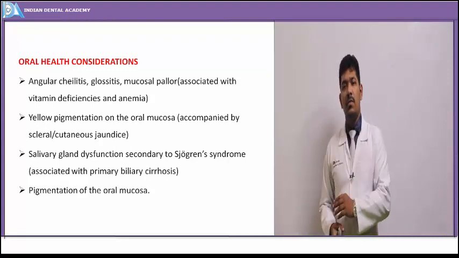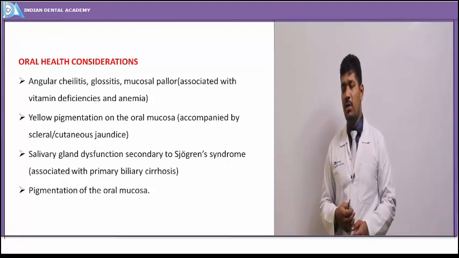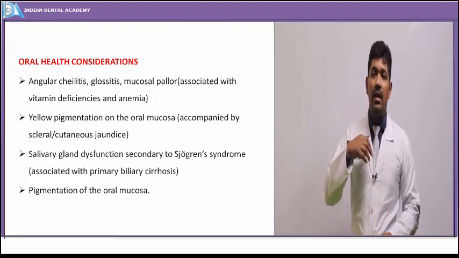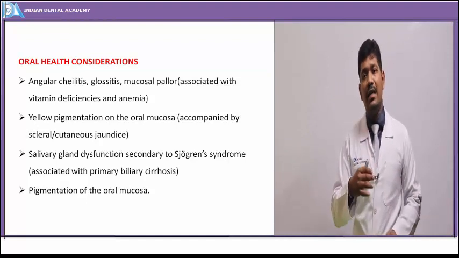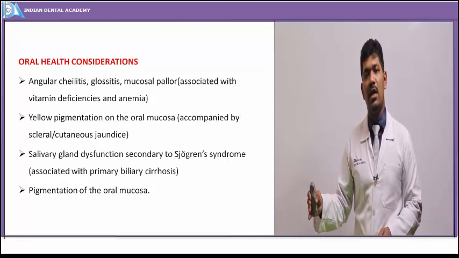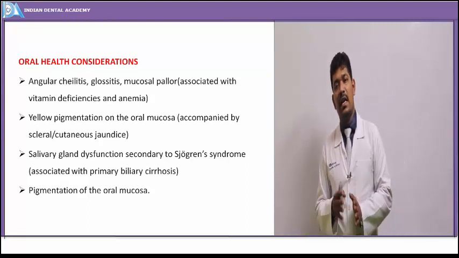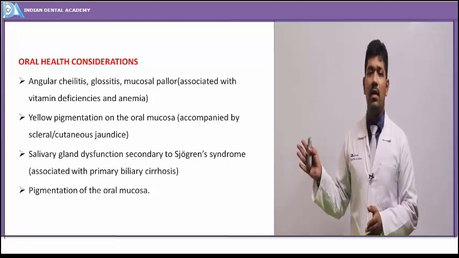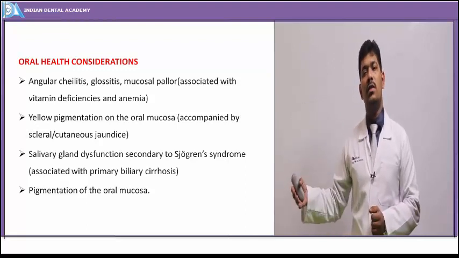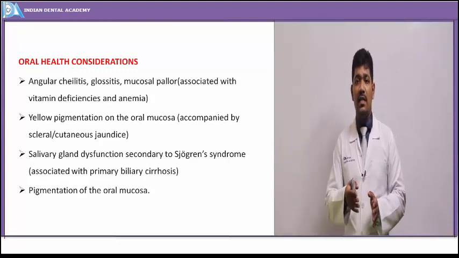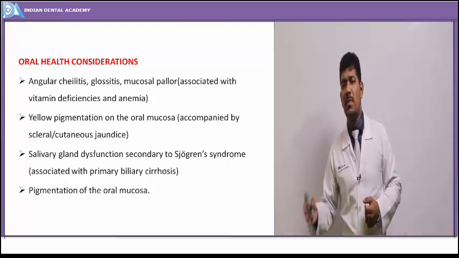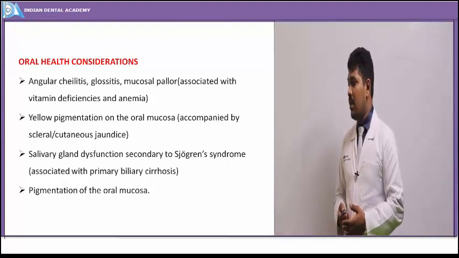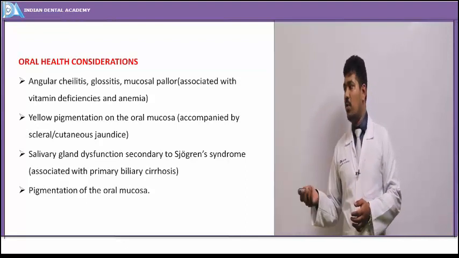Now, in Sjogren's syndrome, since it is coupled with jaundice or a liver disease, there is gradual salivary gland dysfunction, which is seen in Sjogren's syndrome, thereby resulting in gradual salivary gland enlargement and also xerostomia. All these complications arising because of the salivary gland dysfunction due to Sjogren's syndrome can be seen in these patients. Apart from that, as I said, there is pigmentation of the oral mucosa also.